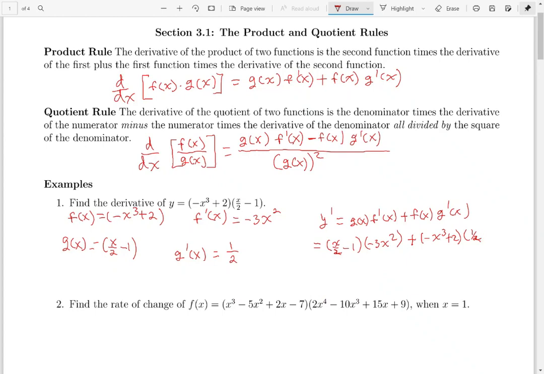And then we could clean this all up, and that's going to be negative 3x cubed divided by 2 plus 3x squared minus x cubed over 2.